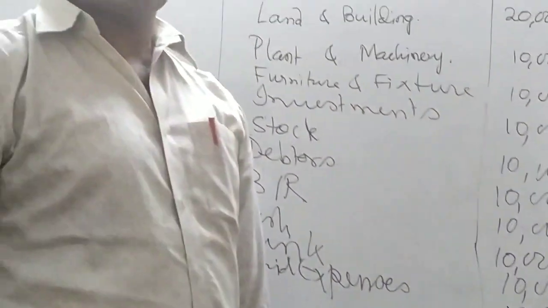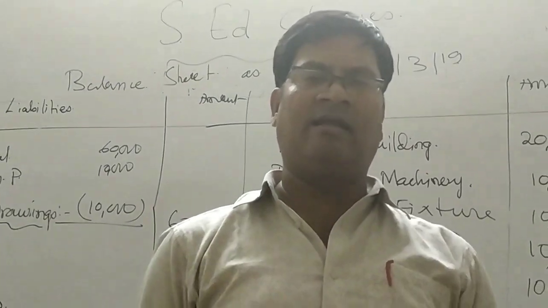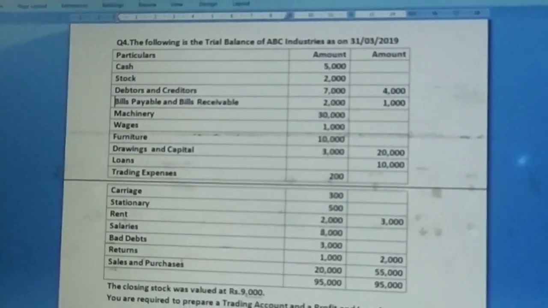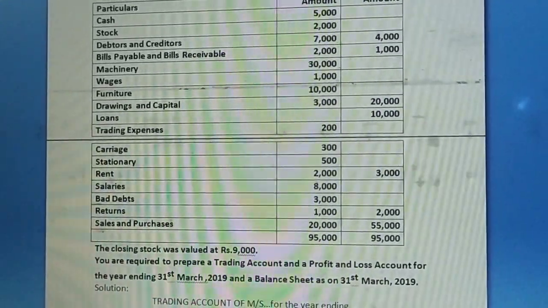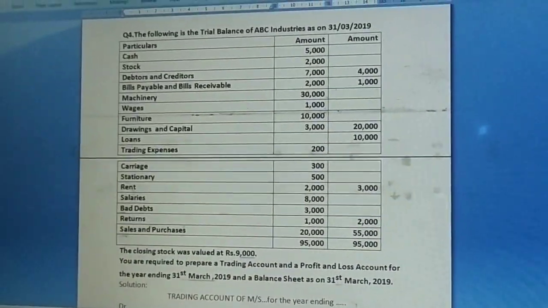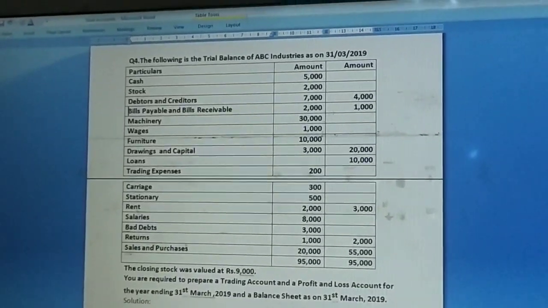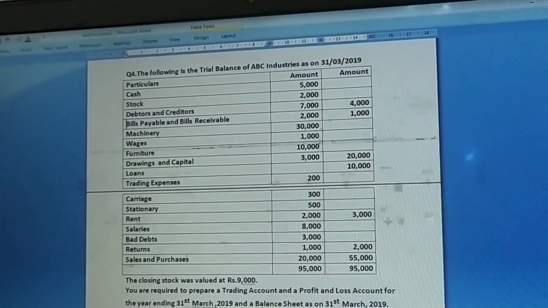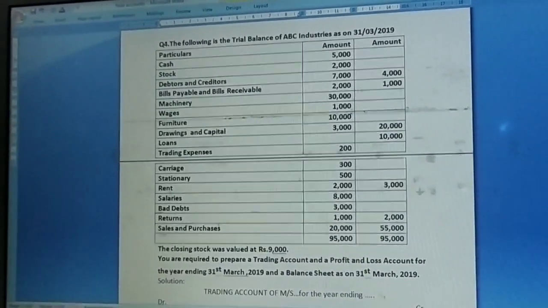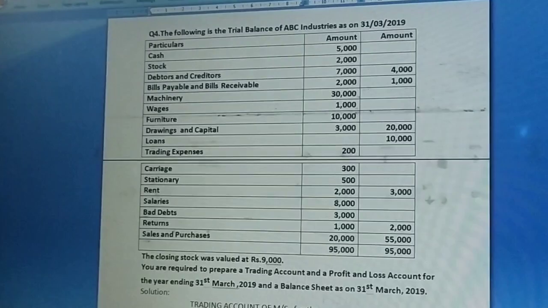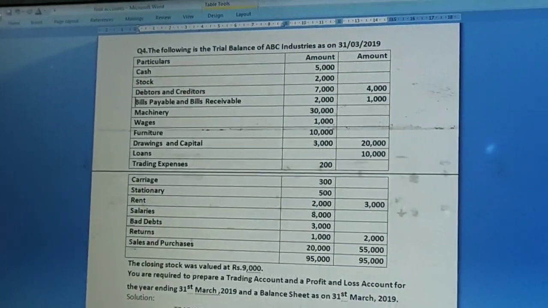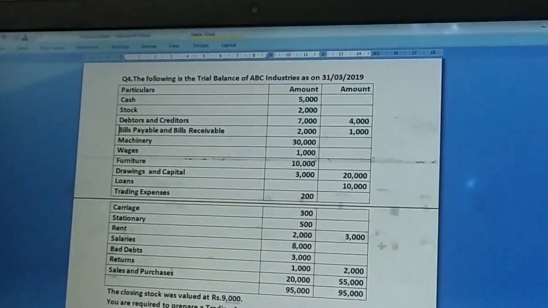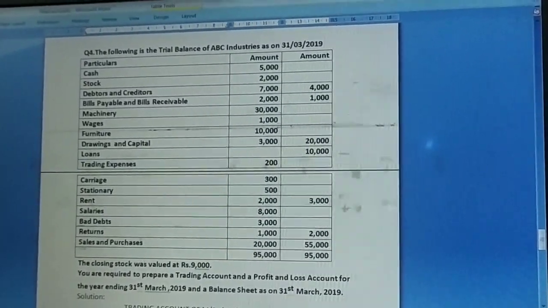Now we will do one complete sum in order to understand the entire chapter. With this complete sum we will conclude this chapter. In this sum we have taken almost all the items. We have mixed all the items: the trading account items, the profit and loss account items, as well as the balance sheet items. Direct expenses and direct income are there, indirect expenses and indirect incomes are there, as well as assets and liabilities.